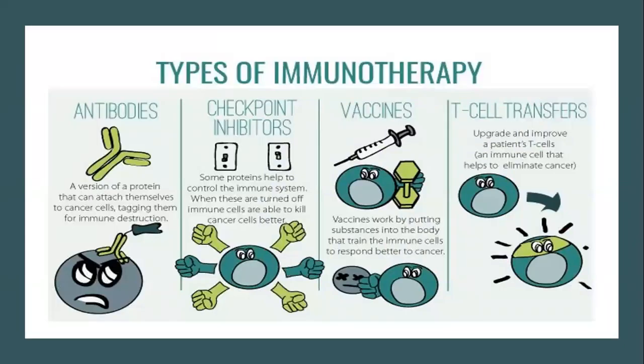So what are the types of immunotherapies? We have antibodies and the checkpoint inhibitors. It can also be done by giving vaccines and by transfusing T cells. Antibodies are a version of protein that can attach themselves to cancer cells, tagging them for immune destruction. And the checkpoint inhibitors: some proteins help control the immune system, so they can turn off the immune cells, and the inhibitors help the immune cells kill cancer cells better. And vaccines, then T cell transfers upgrade and improve a patient's T cells.